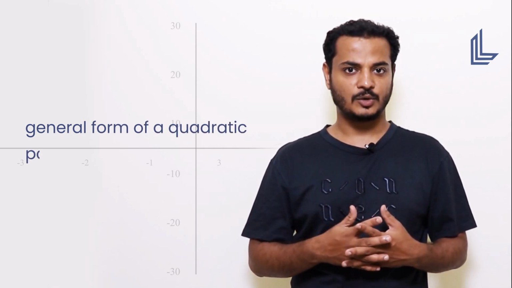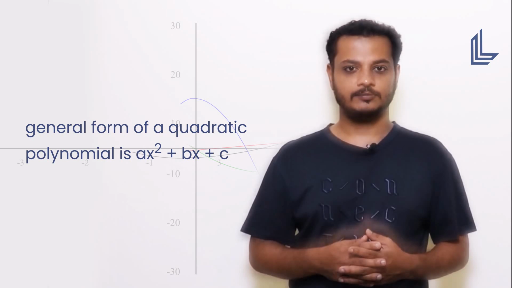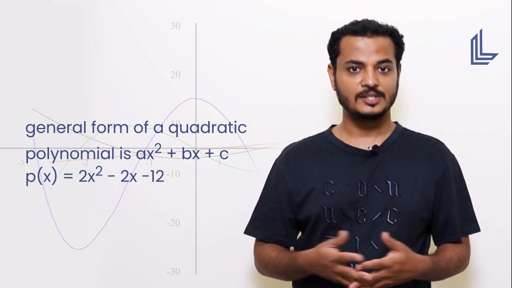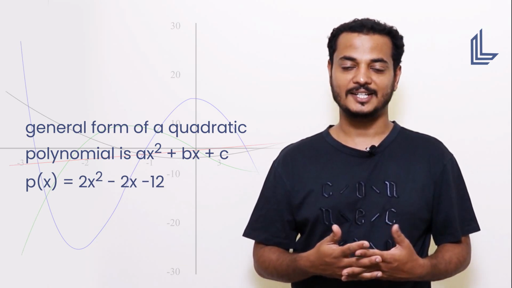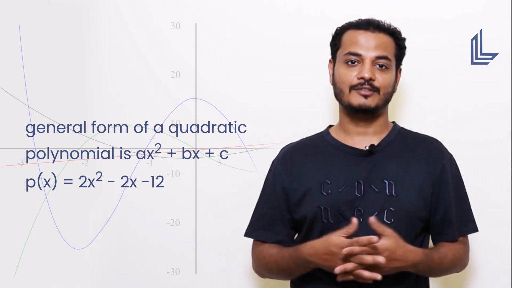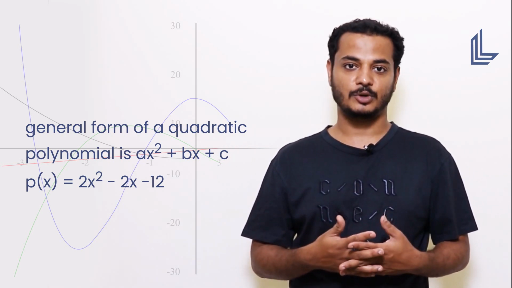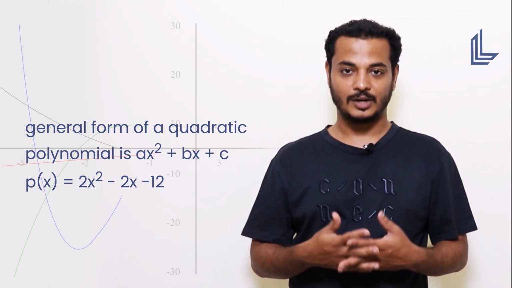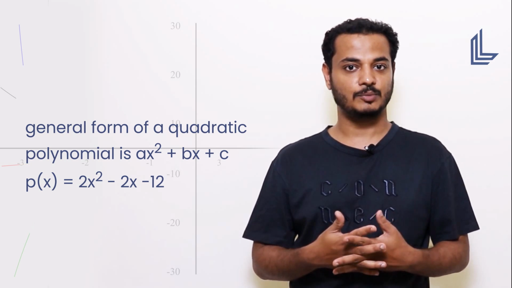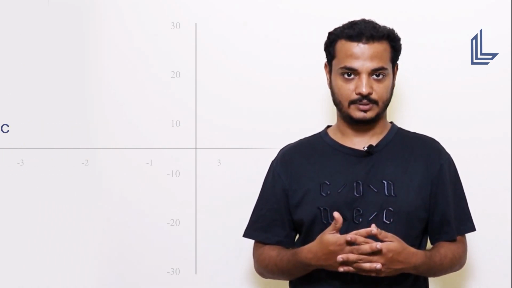The general form of a quadratic polynomial is ax squared plus bx plus c. Let's say we want to plot the quadratic polynomial p of x equals 2x squared minus 2x minus 12. And how do we plot this? All we have to do here is to take some random values of x and find the corresponding values of p of x. Once you have values of x and p of x, you will be easily able to plot these on a graph paper and see how the graph is shaping up.